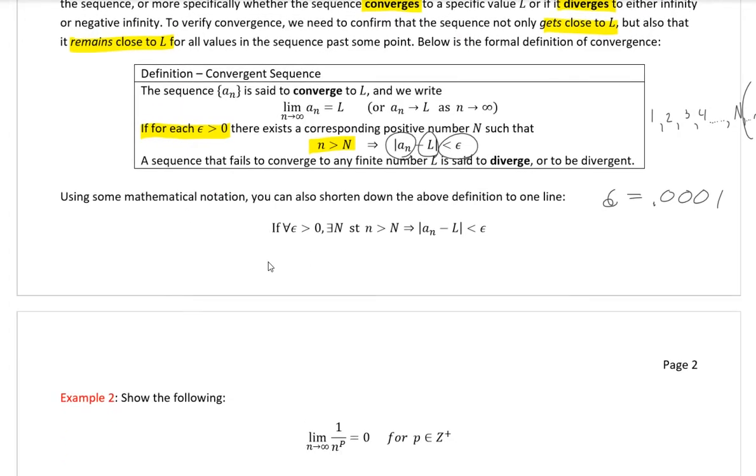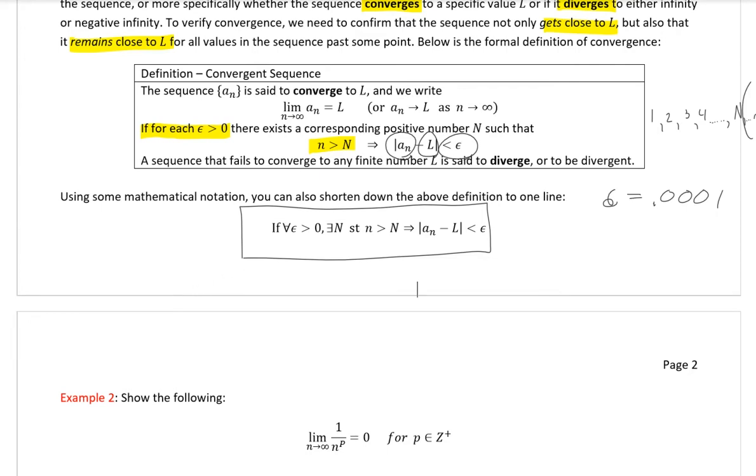Another way you can write that with mathematical notation, if you're familiar with it, is read as: for all epsilon greater than or equal to 0, this symbol means "for all", there exists a capital N, this backward E means "there exists", such that, which we usually reduce down to S.T., such that n greater than or equal to N implies this. So it's the same stuff, just written in more mathematical notation that you'd see further down the road.